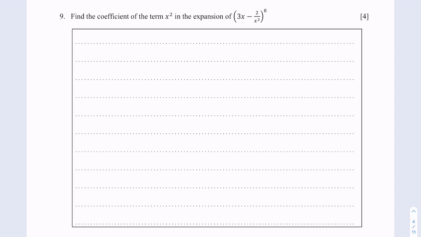Question 9. Find the coefficient of the term x squared in the expansion of 3x minus 2 over x squared to the power of 8. Take 4 minutes and try this question on your own.